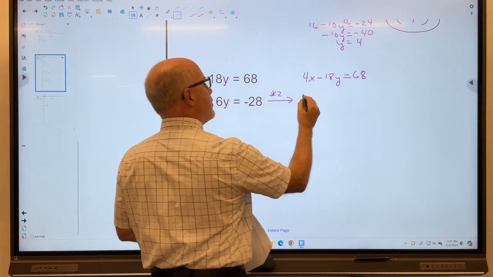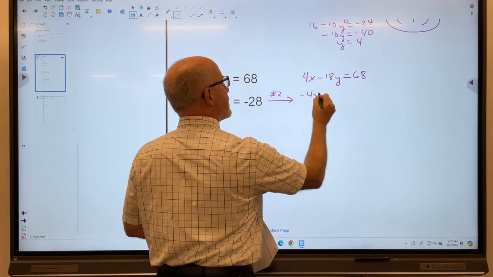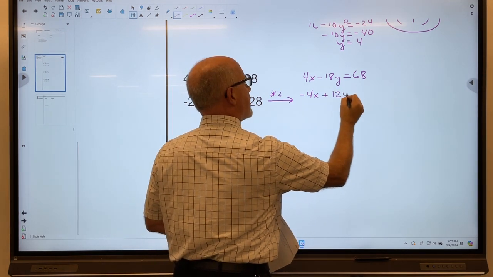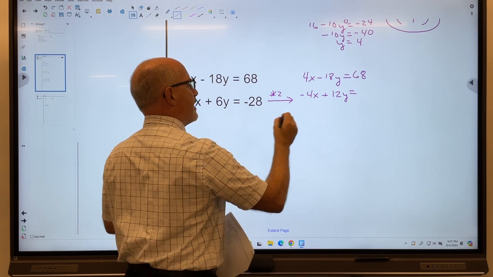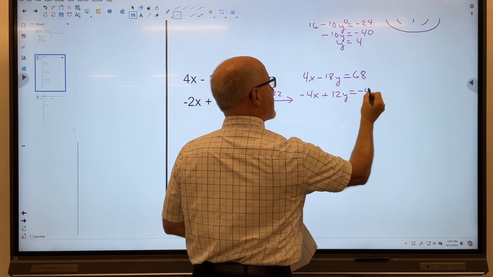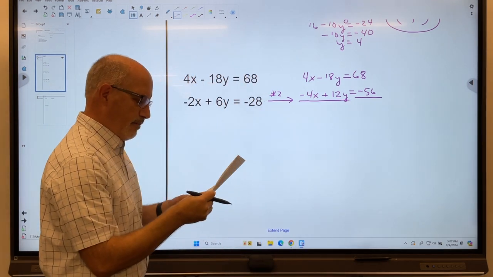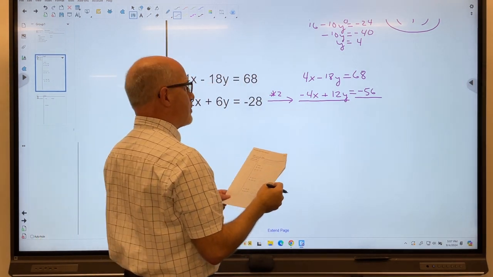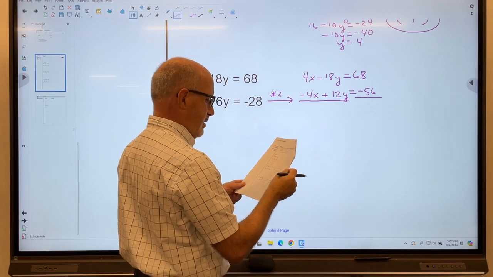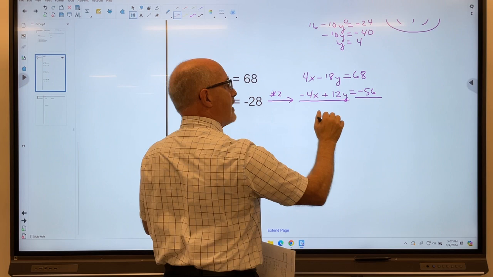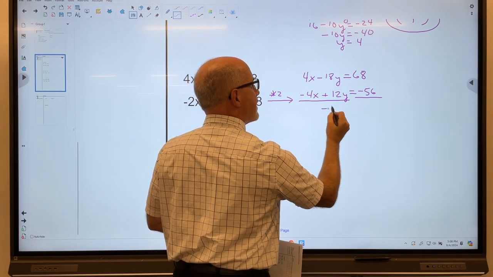Okay, multiply by 2, you get -4x plus 12y equals -56. And we add straight down. All right, so for this one, I'm going to get no more x's. The x's are gone. -18y plus 12y is -6y.